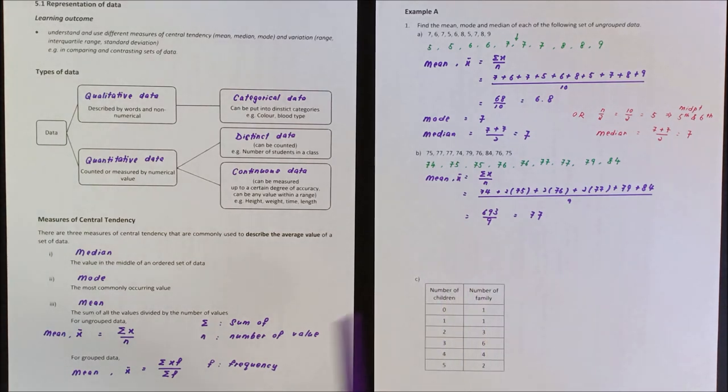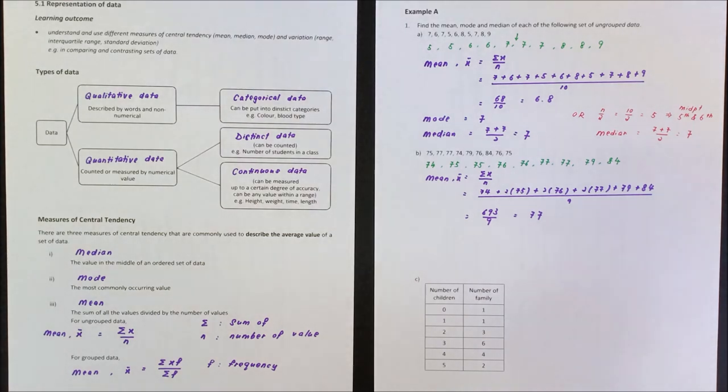So this is actually what it means: you put the frequency together with the number that you want, then you multiply them together, meaning that you actually have 2 times 75. So instead of writing 75 plus 75, you write 2 times 75.